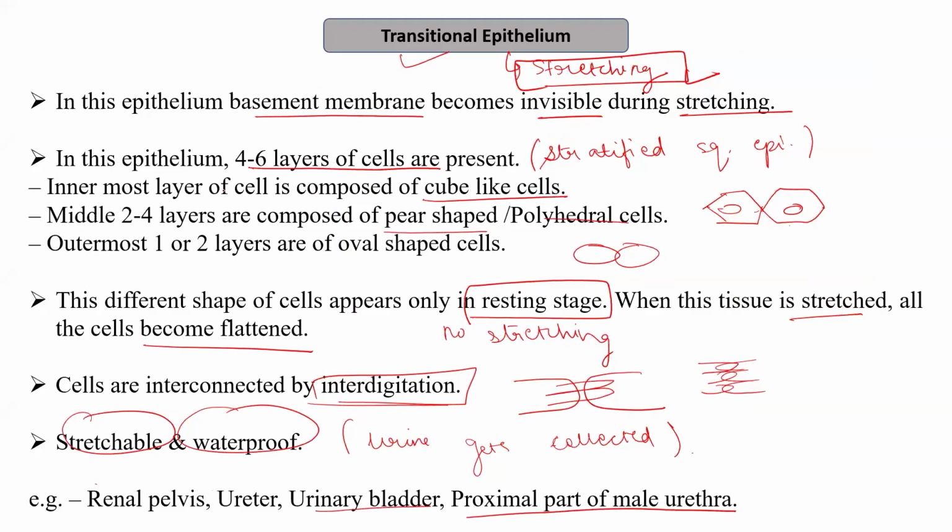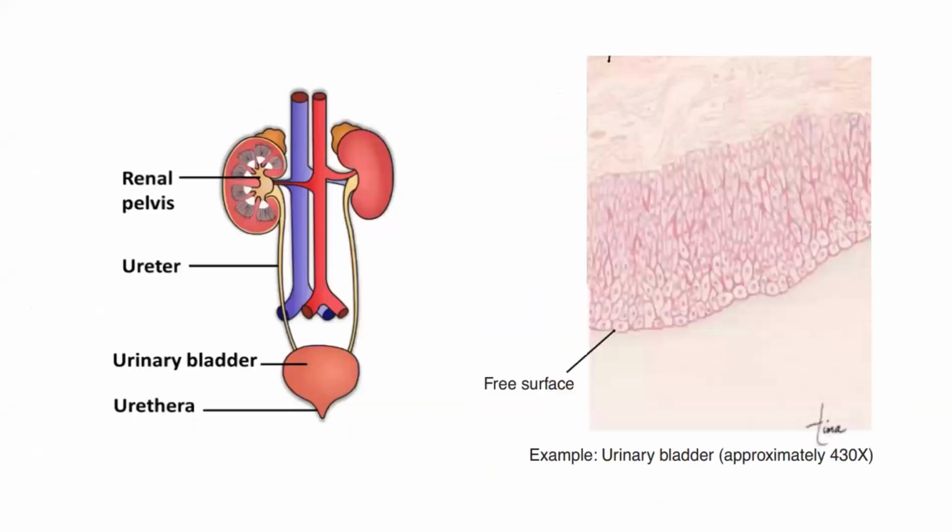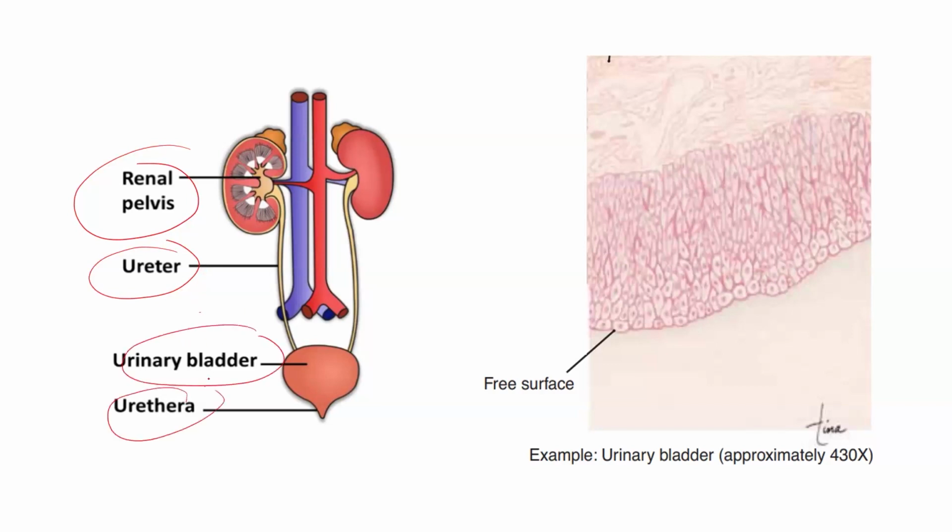And during the stretching, as I mentioned, basement membranes become invisible and almost all the cells become flattened in shape, irrespective of their original shape. So transitional epithelium is present in the renal pelvis. It is present in the ureter, in the urinary bladder and in the urethra.